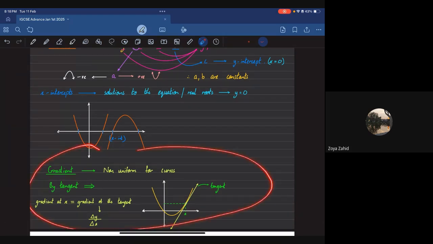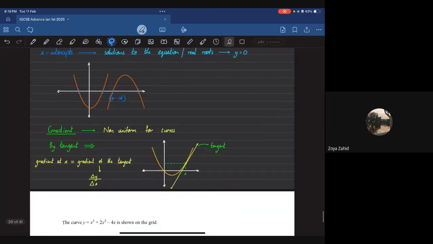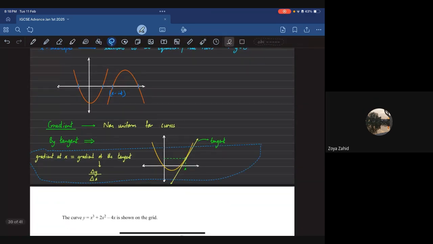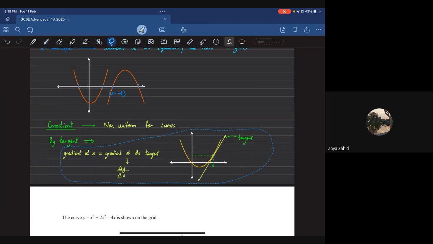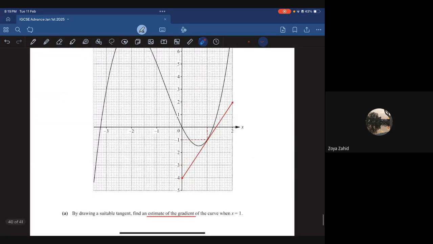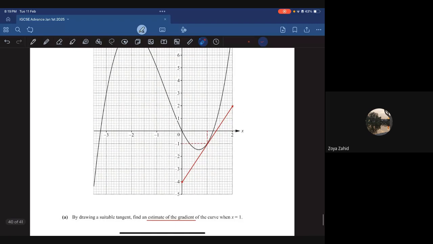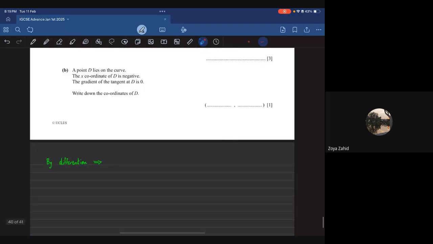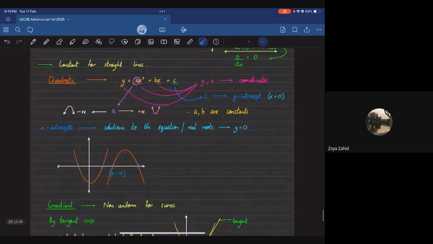And there are two ways of finding out the gradient. The first one that we did was by finding out the gradient of the tangent, because the gradient of the tangent and the gradient of that point on the curve are going to be the same. And then yesterday we more or less did this question where I told you guys to draw a gradient and stuff. Today let's go by differentiation.